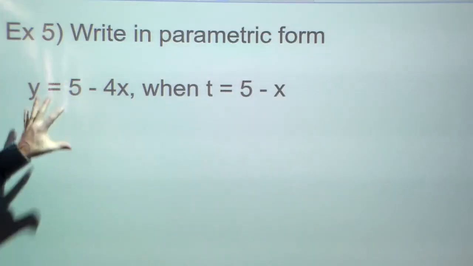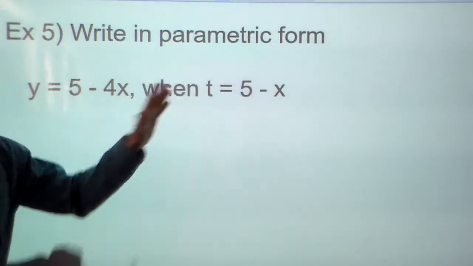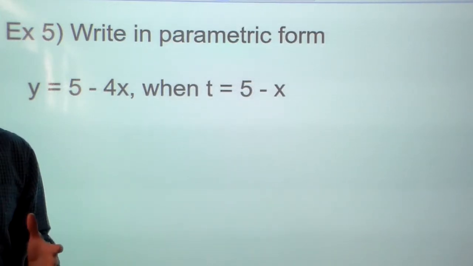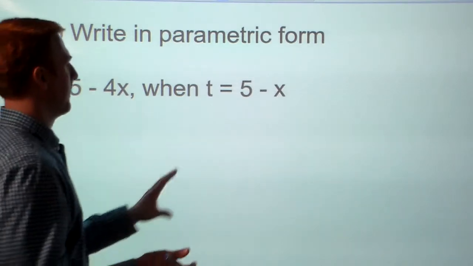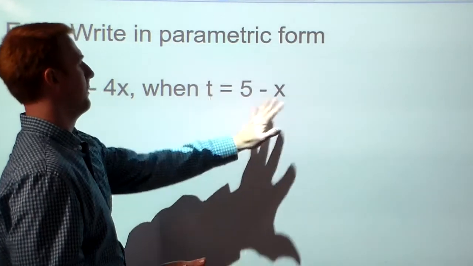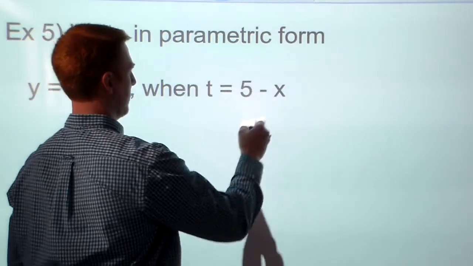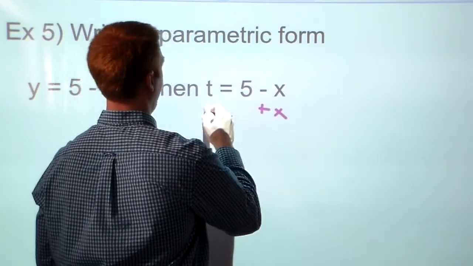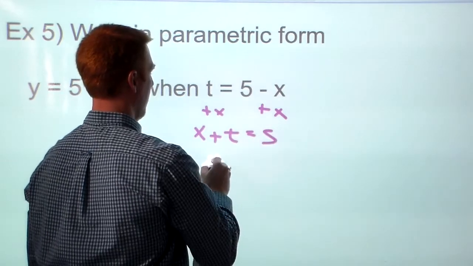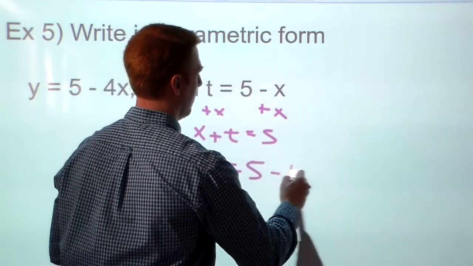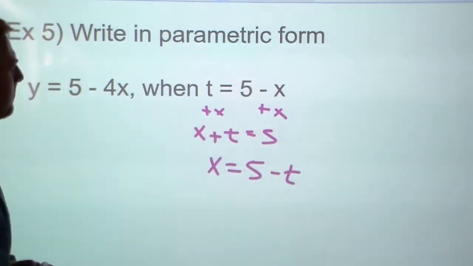Here's one where you're given a function and you're given a t value. And you're supposed to write the set of parametric equations that will go with this. So I would always begin with the t and just solve it for x. That's generally the way it's going to go. So I'm going to add x to both sides, so x plus t is 5, and finish up by solving for x. X is 5 minus t.